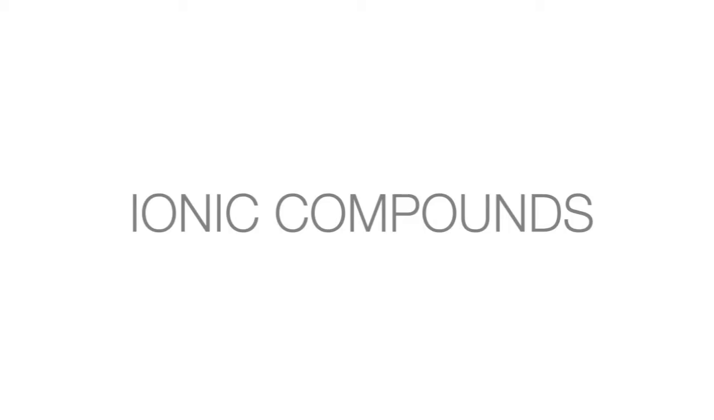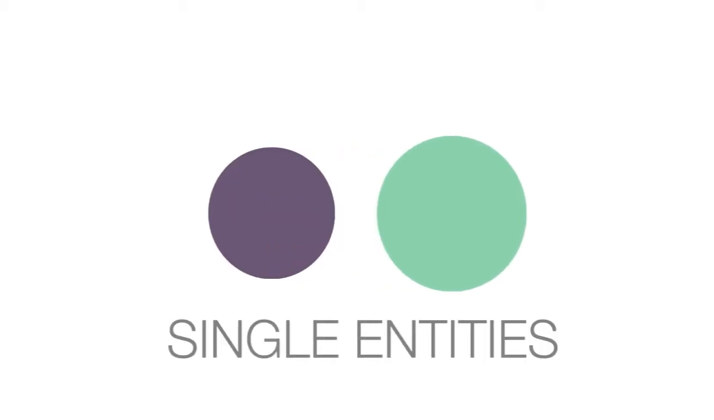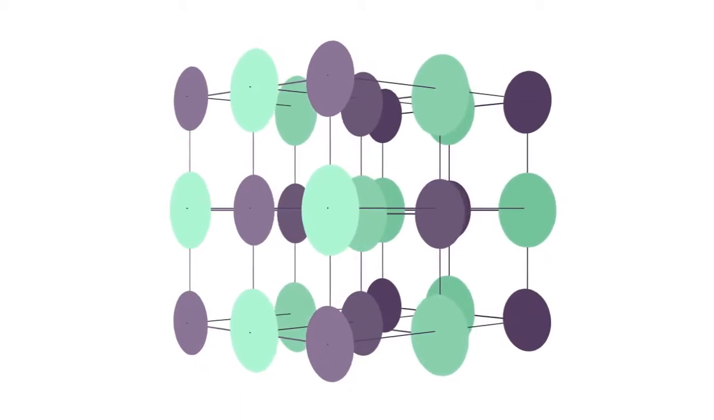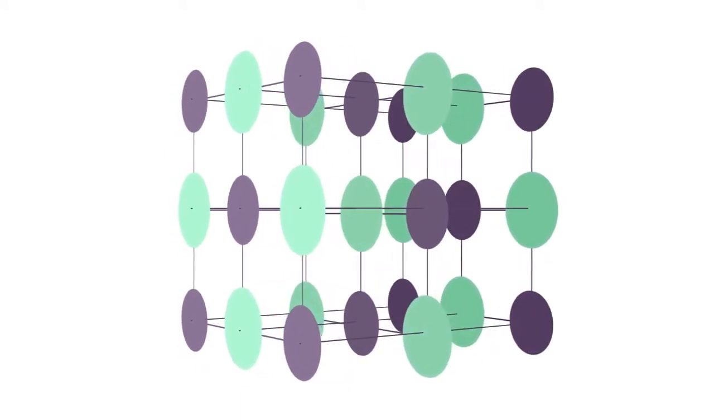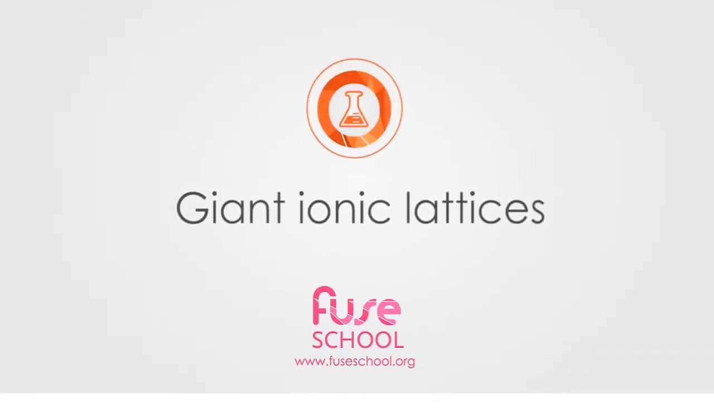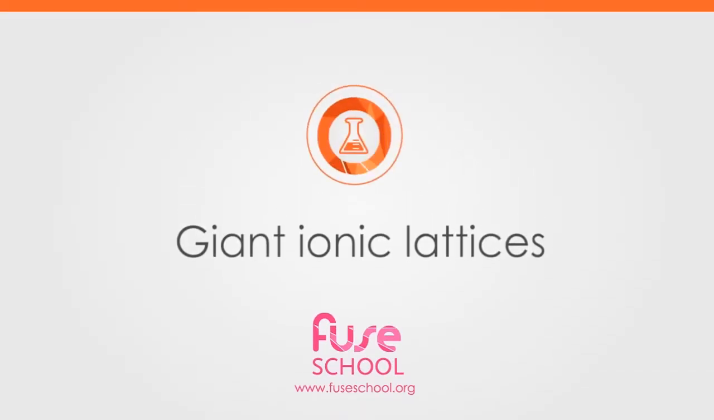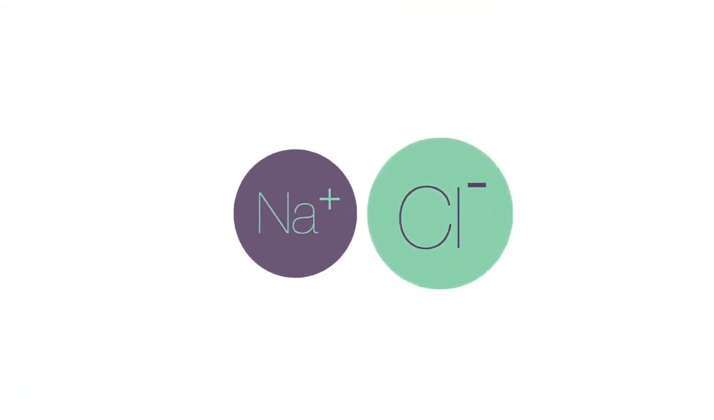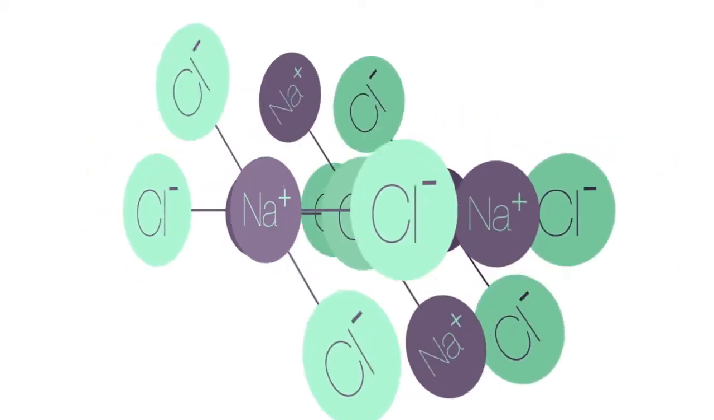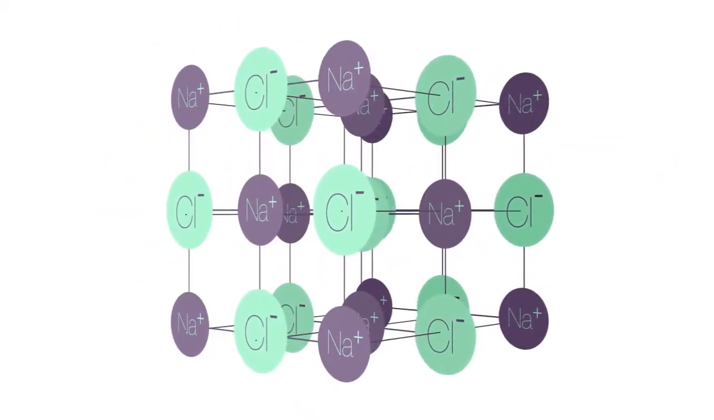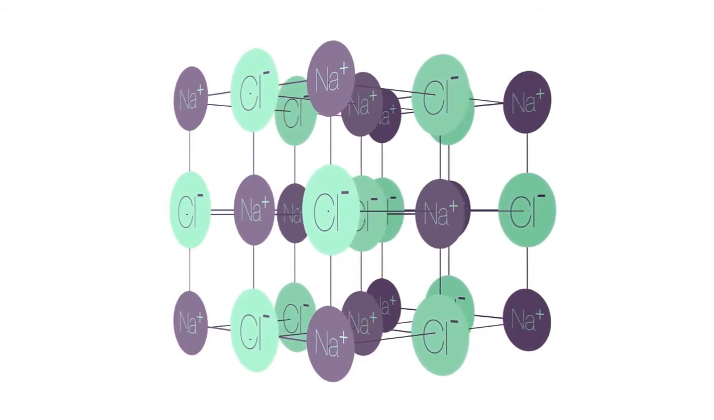So far, we have looked at ionic compounds as single entities. Ionic compounds actually exist as large 3D structures known as giant ionic lattices. In this lesson, we will learn about, and you got it, these giant ionic lattice structures. When we talk about sodium chloride, there aren't actually any individual sodium chloride molecules. Instead, the sodium and chloride ions are arranged in a regular repeating 3D pattern known as a giant ionic lattice.